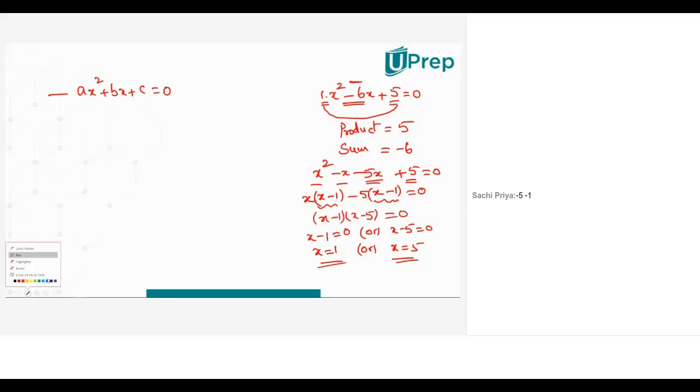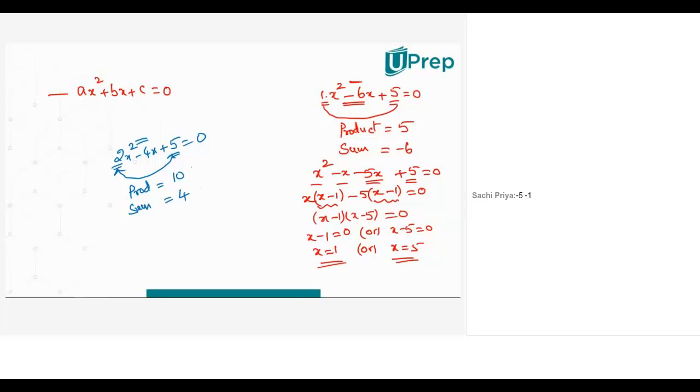Suppose I give you 2x square minus 4x plus, say, 5 equal to 0. Now how much should be the product? That should be the product of the first and last terms. So this and this, then the middle term. So now the product should be 10 and the sum should be 4. Is it possible for me to identify the numbers whose product is 10 and the sum becomes 4?